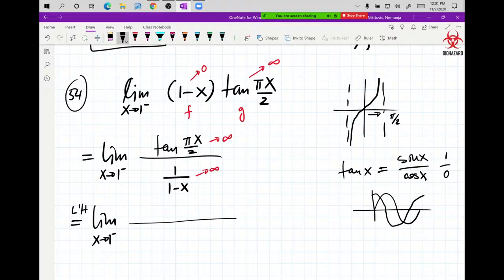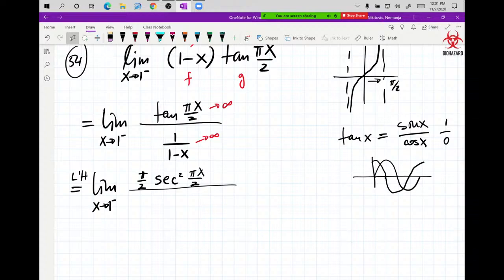So the derivative of tangent is secant squared. So that's secant squared of pi x over 2 with the pi over 2 in front because of the chain rule. So that was our derivative of tangent. And then the derivative in the denominator, I'm going to use my favorite chain rule. So it's negative 1 minus x to the negative 2, and then times minus 1 from the chain rule from the inside because it's a negative x. So the whole thing is positive 1 over 1 minus x squared.